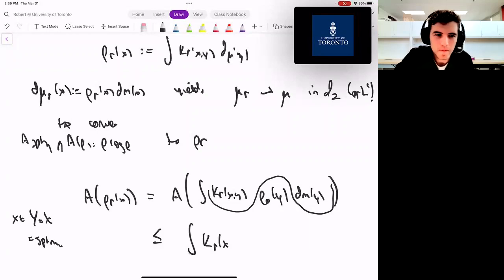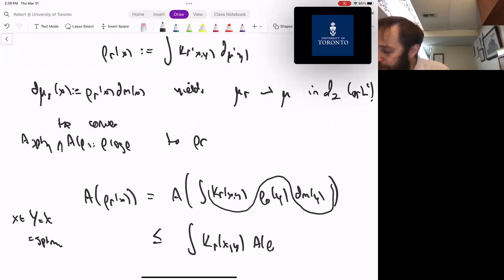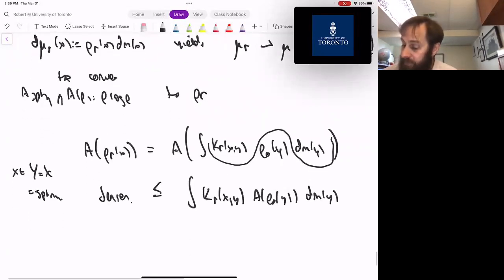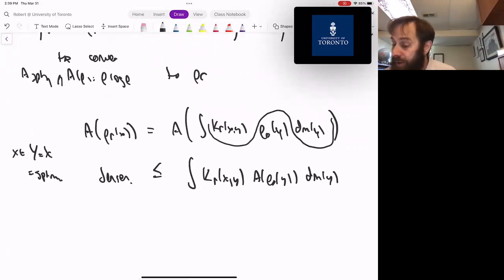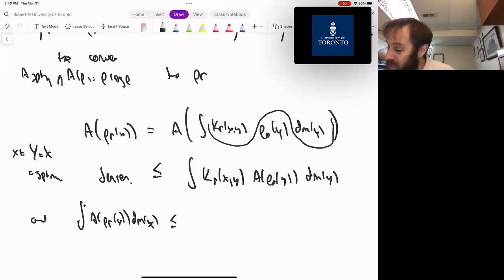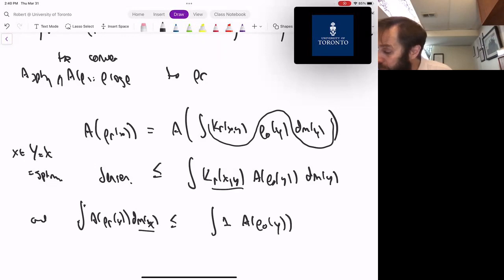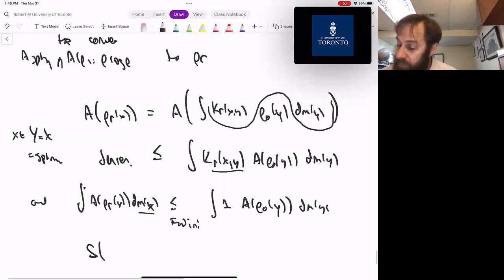Yep. Thanks. So basically the idea is I can bring the A inside. But that's Jensen's inequality and the convexity of A. And then I want to now integrate A against dm. And by Fubini, when I integrate this against dm(x), I get one. And so this is the relative entropy.